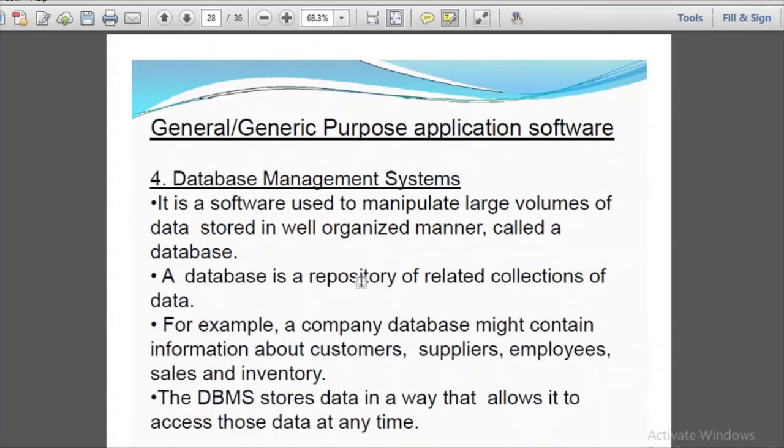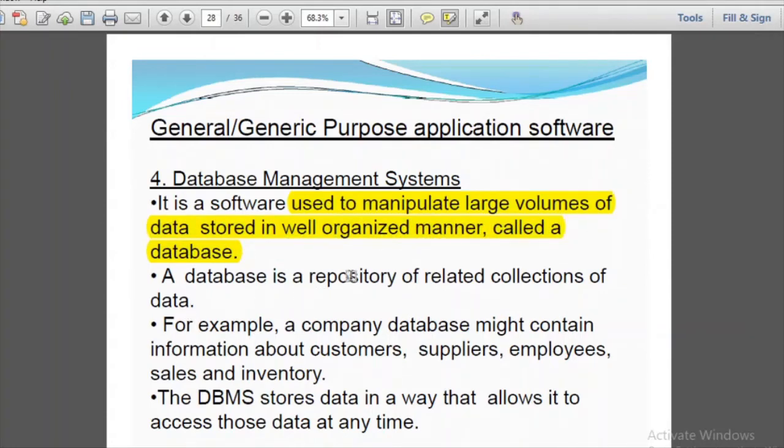Next is database management. If I have a large amount of data, for example, if I want to maintain the data of all the students of your school, I will need a database management system. It is software used to manipulate large volumes of data stored in a well-organized manner.